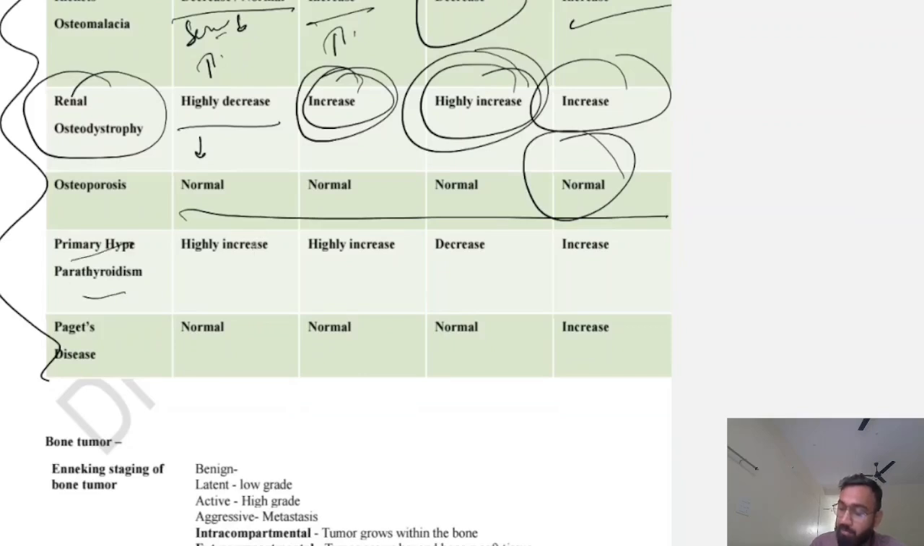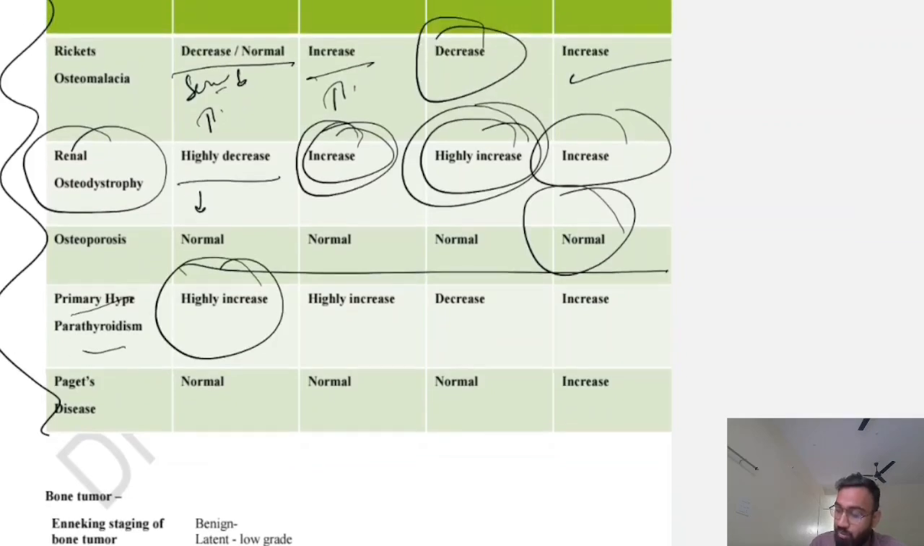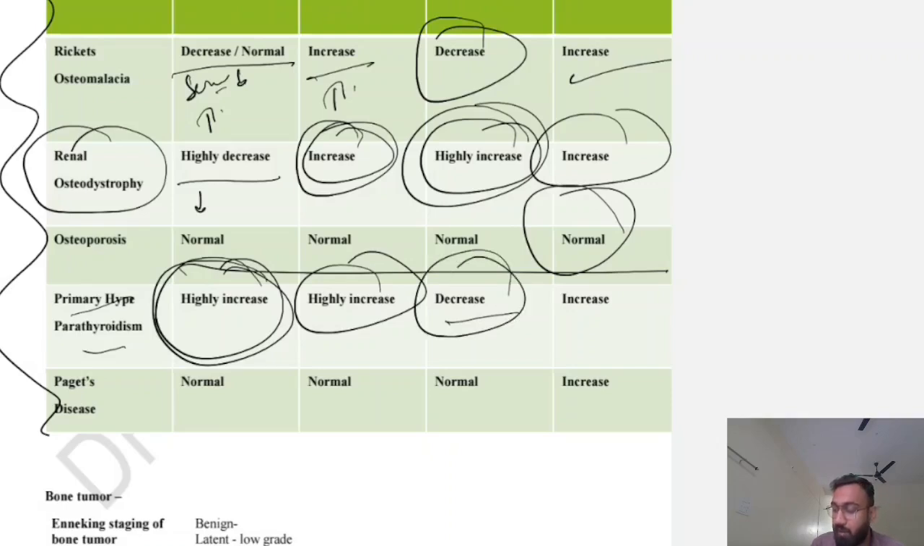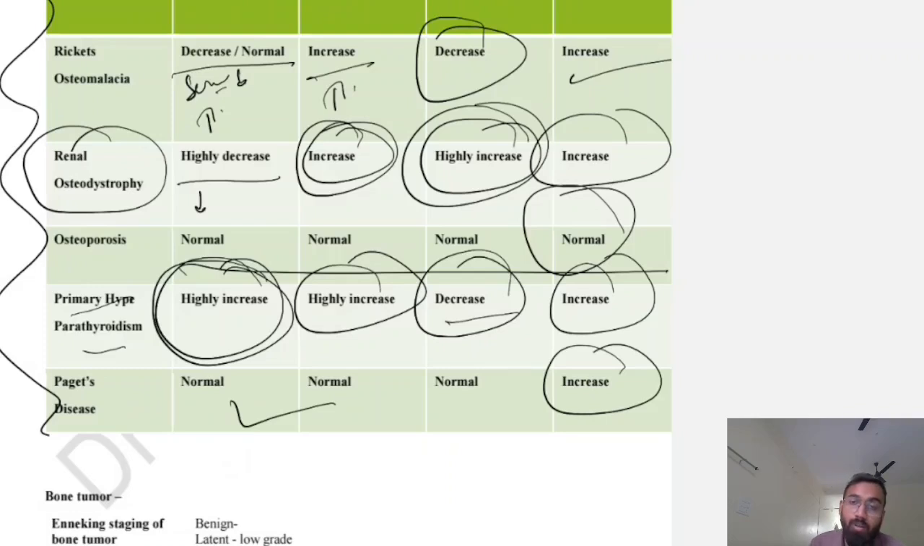In osteoporosis, everything is normal. Primary hyperparathyroidism: PTH level is high, so serum calcium is high, and PTH decreases the absorption and increases the excretion of phosphate, so phosphate level is decreased and ALP level is increased. Now Paget's disease: ALP level is raised because of disorganized calcium and phosphate metabolism. So everything is normal, but ALP is increased. Okay.